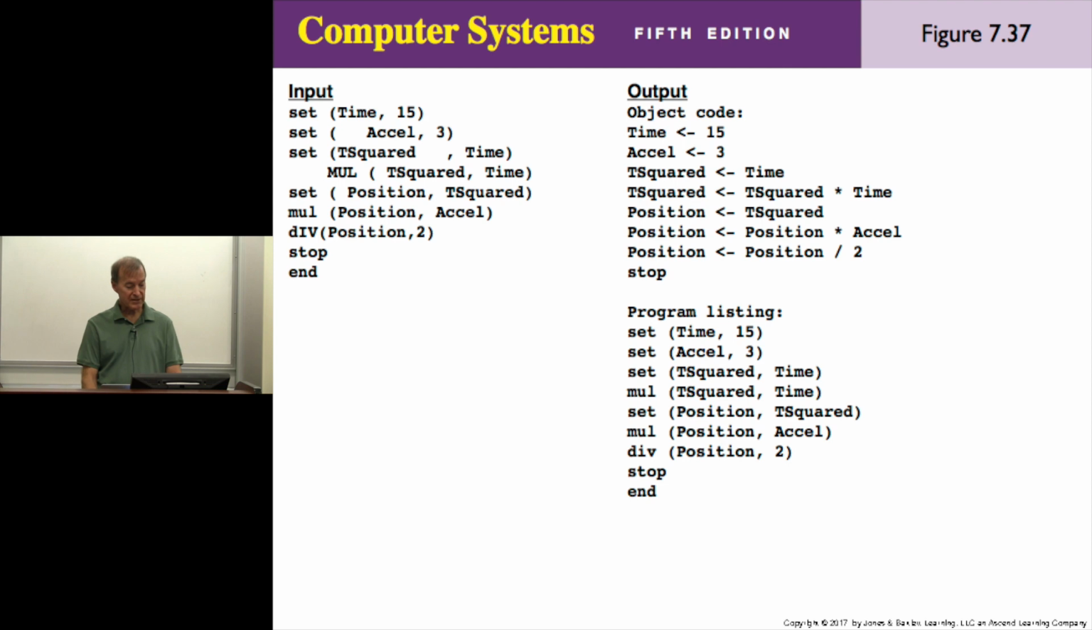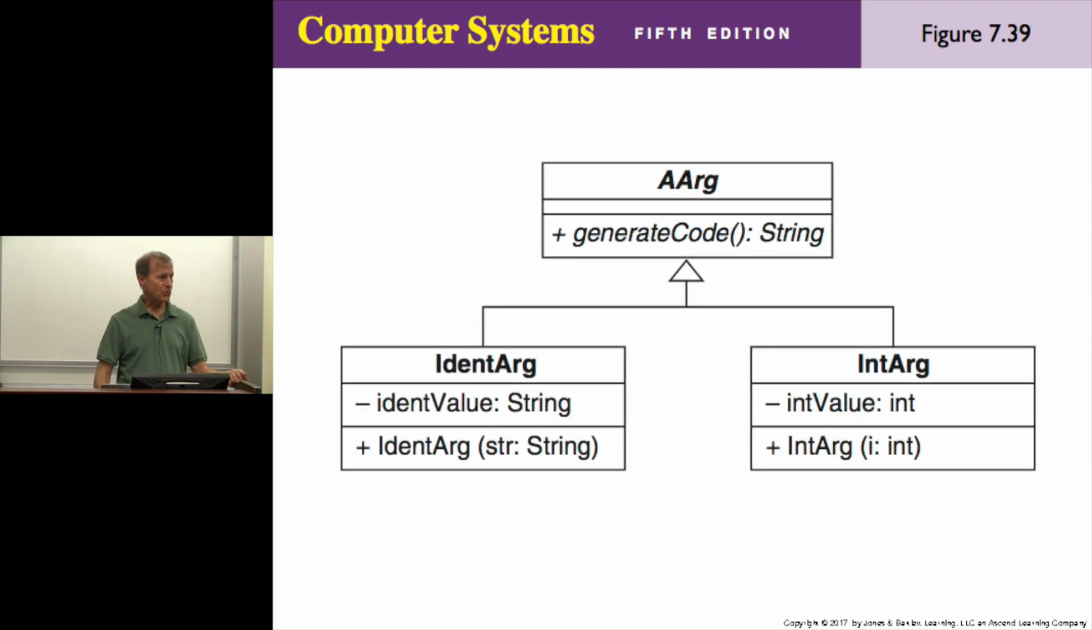But on the other hand, the second one doesn't have to be an integer. You could say set t squared comma time, in which case both of them are strings. Are you with me? So here's the thing. Each one of those arguments can be one thing or another thing. So what's the idea behind this design? What's the idea in figure 7.39 with this UML class diagram?